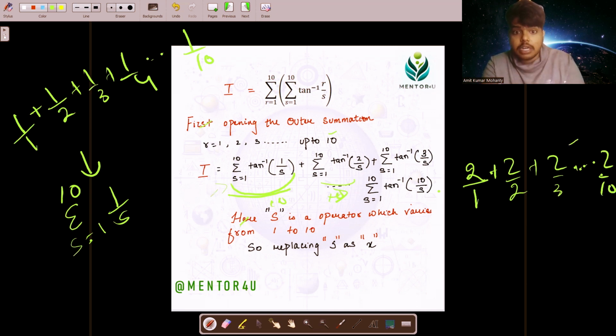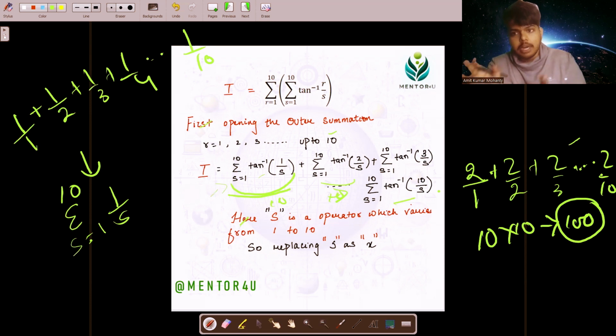In that way, how many terms can we decide? For each individual term, there are 10 terms. And how many such terms are there? 1, 2, 3, 4, 5, 6, 7, 8, 9, 10. So I have a total of 10 terms, and each term I can expand into 10 more terms. So in total, 10 into 10. I hope this is clear. So in total there will be 100 terms.